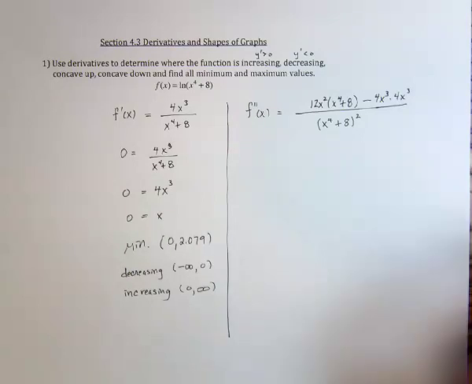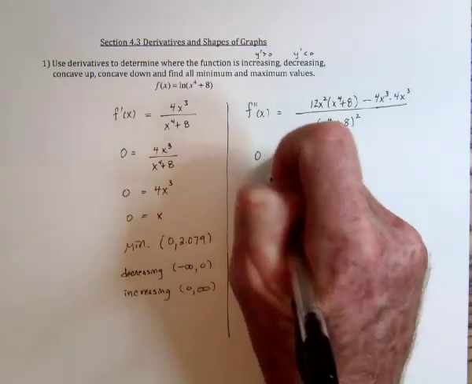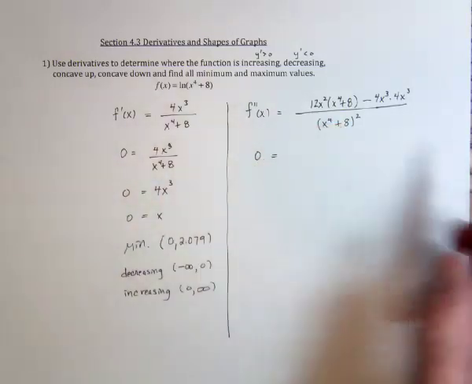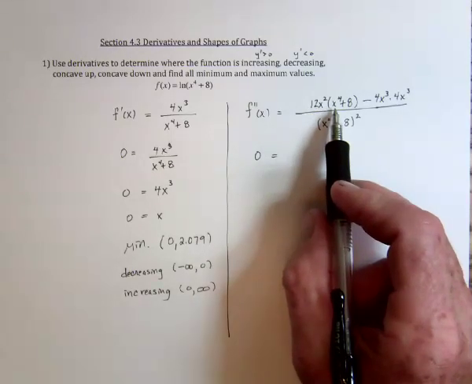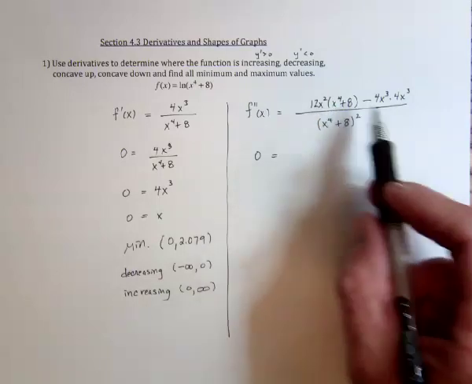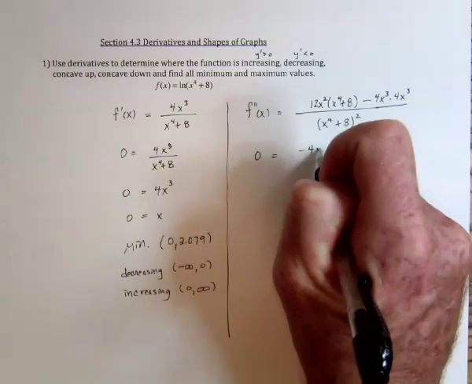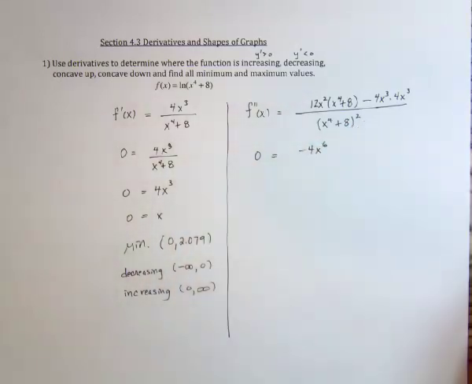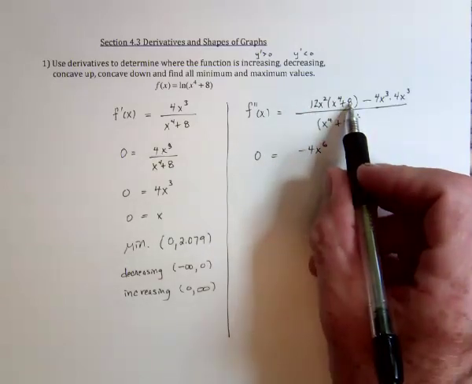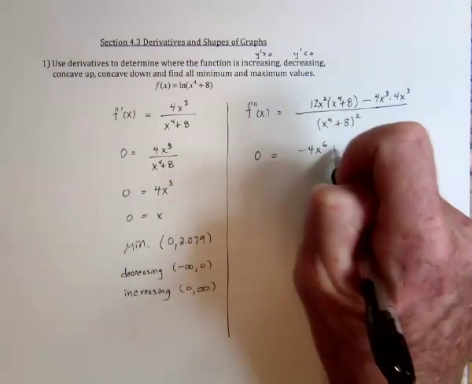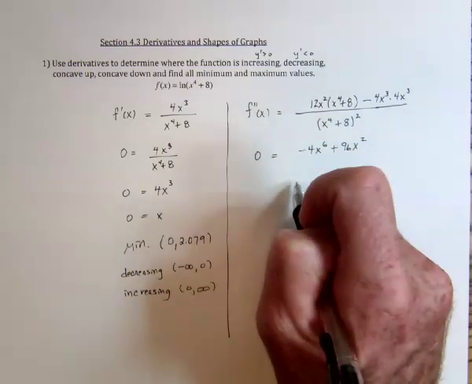And once again, we need to know, where is it undefined? Nowhere. Where is it equal to 0? Only where the numerator equals 0. So let's see, this is going to be 12x to the 6th when I distribute. This is negative 16x to the 6th, so that's negative 4x to the 6th. And then distribute this with the 8 is a 96. So plus 96x squared. And then factor.